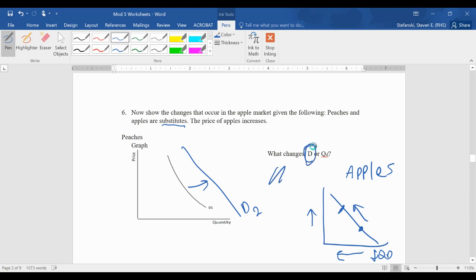There we go. So that would be an increase in demand for peaches, because we could see that fewer people are going to buy apples and more people are going to buy peaches. So that's number six.